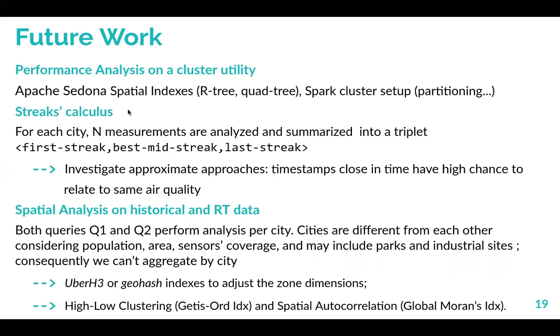For the track calculus, what we propose is that for each city, the N measurements are summarized into a triplet. We would like to investigate an approximate approach where timestamps close in time have high chance to relate to the same air quality and no need to calculate these 3 tracks to summarize the N measurements of each city.